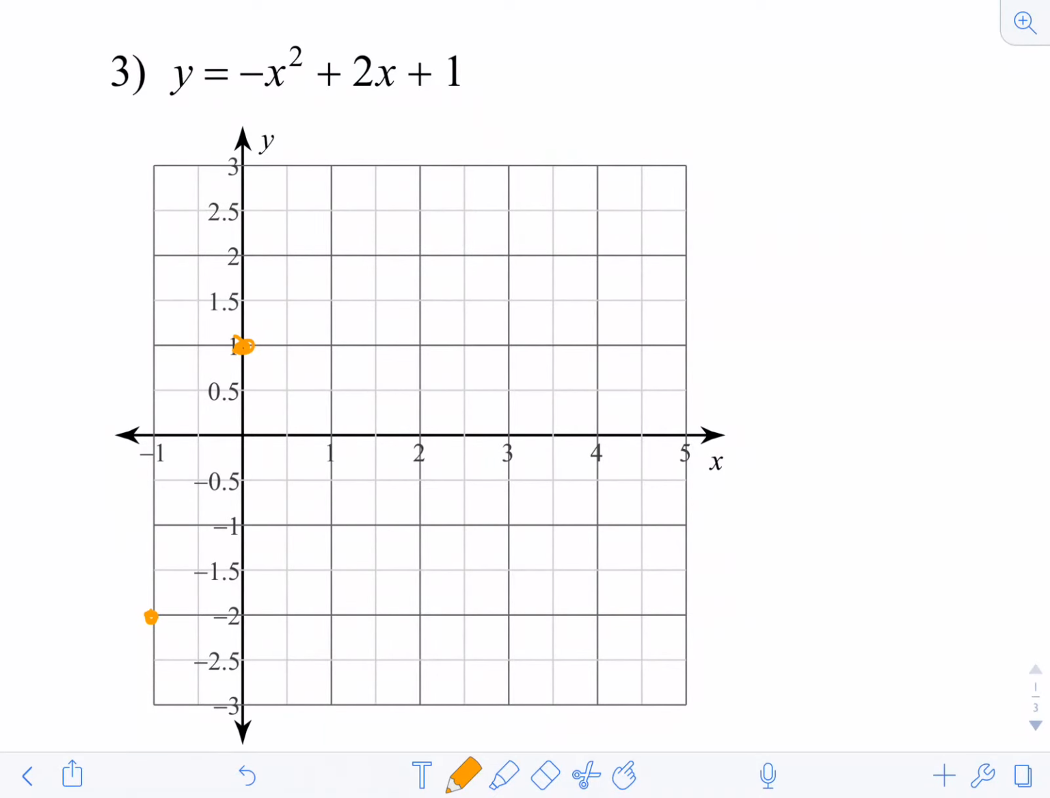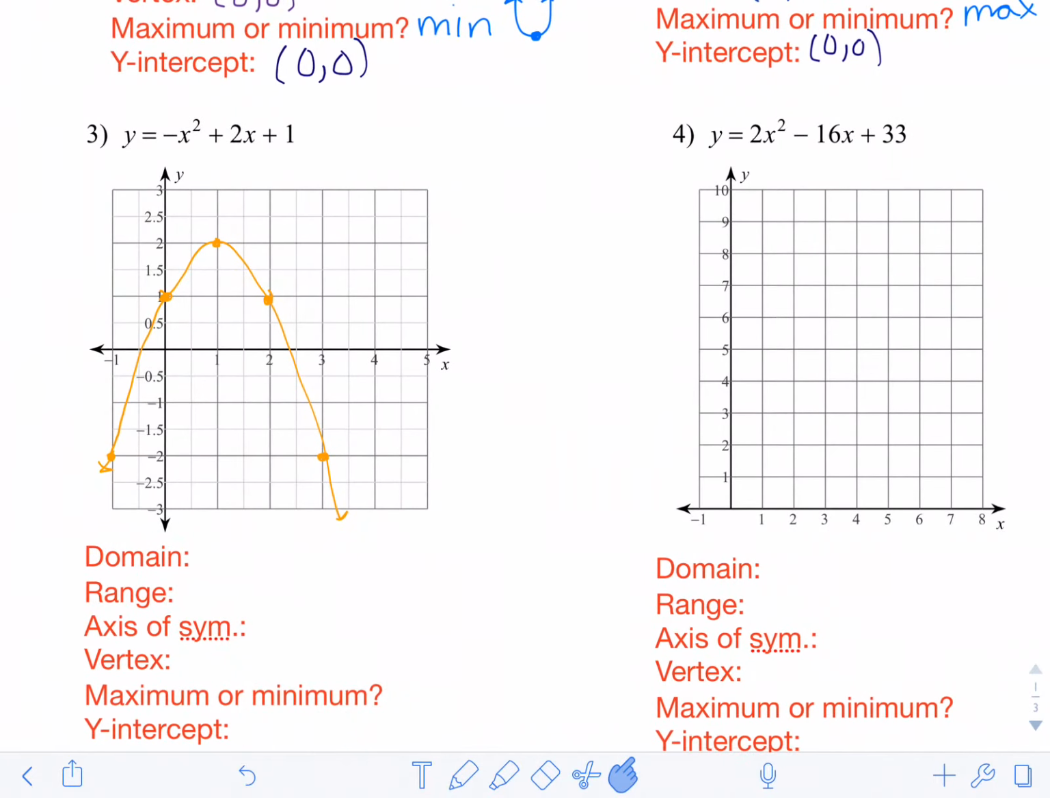Plotted the point 0, 1, so I'm going to keep on going. I'm going to plot 1, 2, and then I have the point 2, 1, and then I have the point 3, negative 2, and then the next one is 4, negative 7, and that's off the chart, so I'm not going to do that. So I'm going to go ahead and connect my dots.